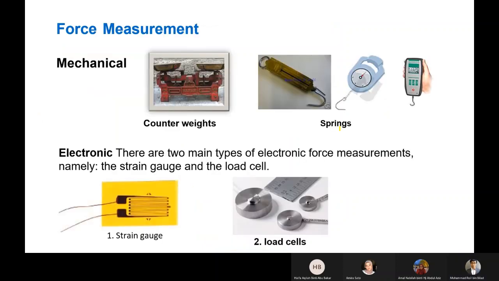The next is force measurement. We can measure force using mechanical tools, for example a counterweight, very popular in the wet market. We can use a spring to calculate the force, and it's quite common now to measure weight. There's also electronic force measurement. We can use a strain gauge and a load cell. I have no idea about these two, really.